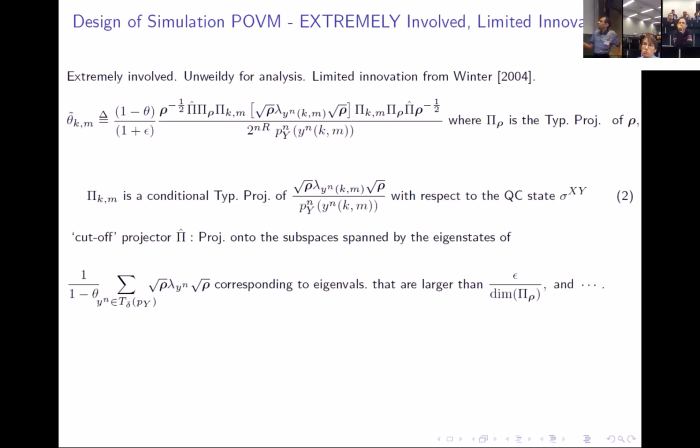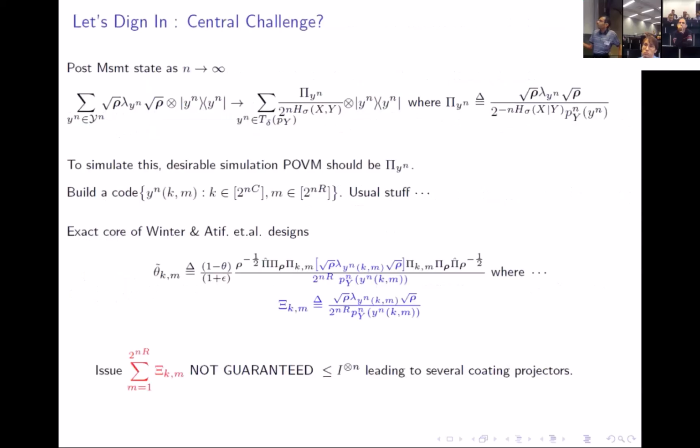So the way I worked on this is, I'm going to just do a very simple analysis. This is the post measurement state, right? Let's take the asymptotic case: where does this go to? This goes to essentially this, which is at the heart of the POVM that they've all constructed.